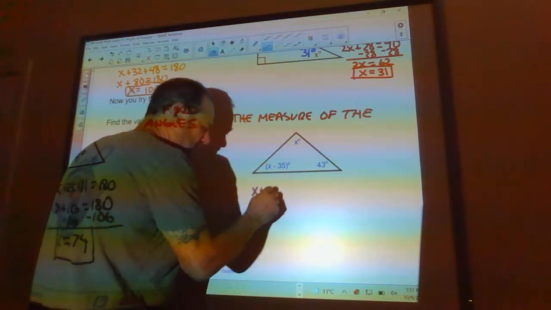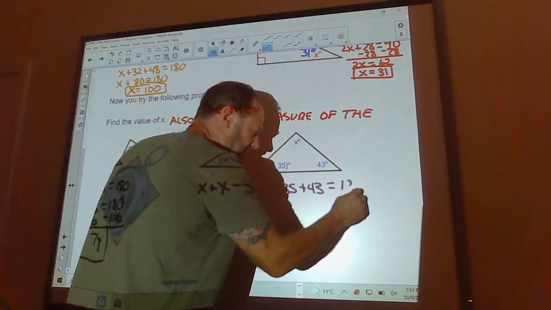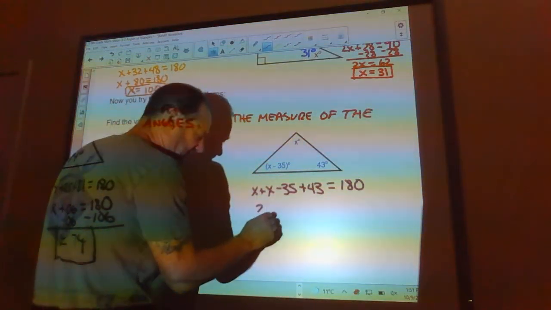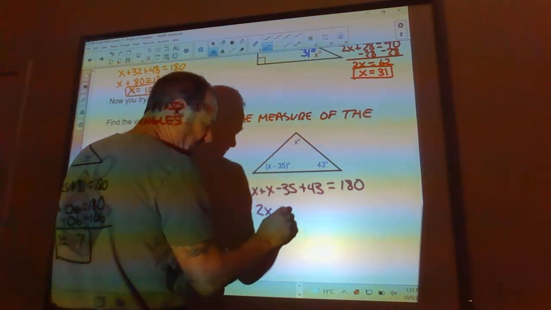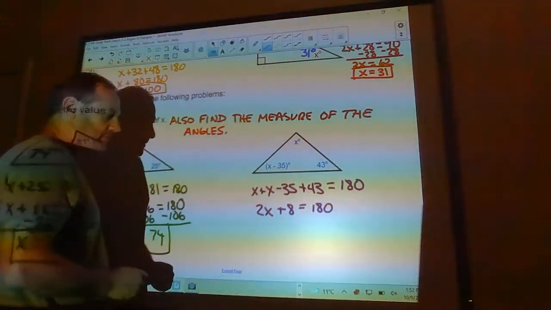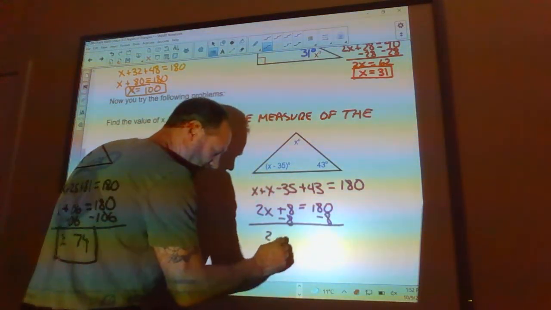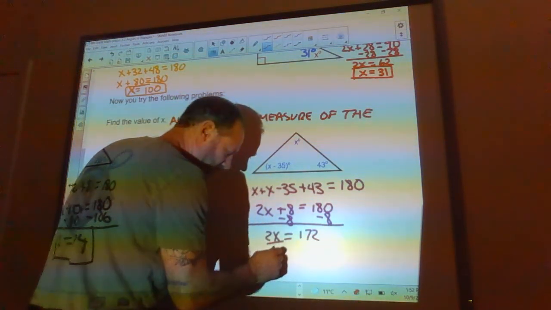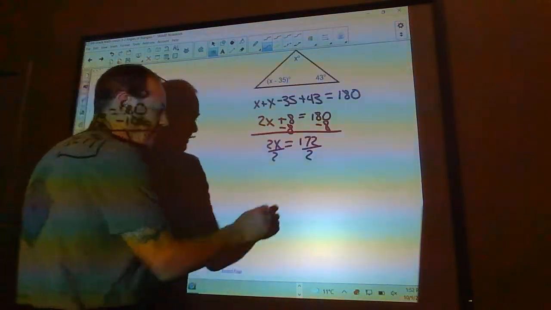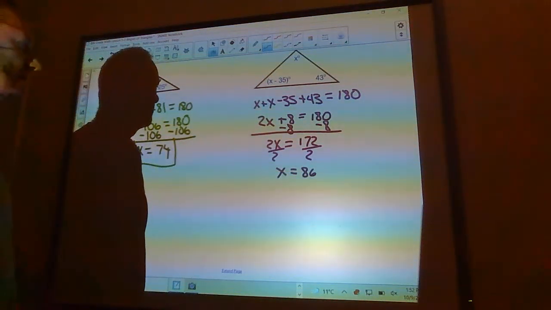I know that x plus x minus 35 plus 43 has to equal 180 degrees. I can combine my x's and I get 2x. I can combine these and I get plus 8. That equals 180. Then I'm going to go ahead and subtract 8. So 2x is 172. And I divide by 2. What is that, 86? 86.